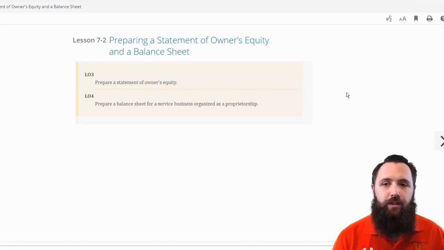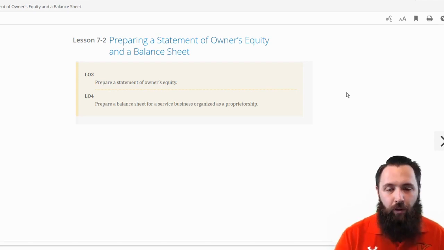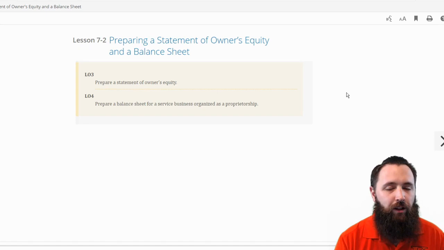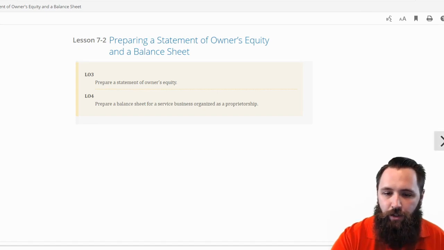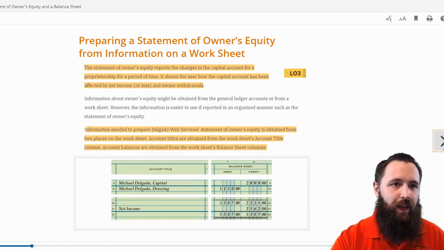Once we prepare this statement of owner's equity, we will have a new balance for our owner's capital. And then when we create the balance sheet, we use that new balance for the owner's capital. So it's all tied together, and you would do these statements in that specific order in real life. You do a net income, statement of owner's equity, and then you would do a balance sheet.